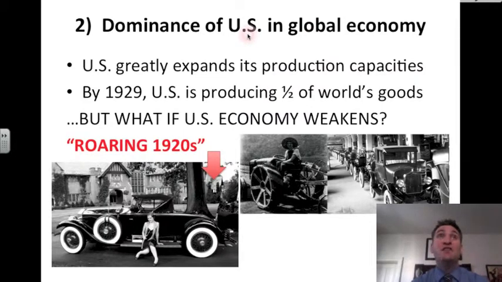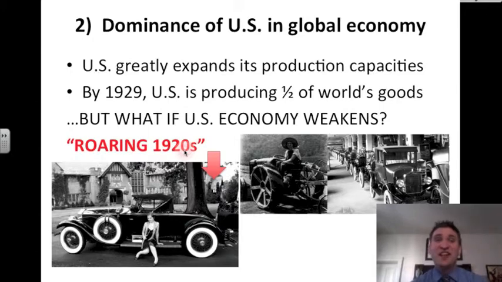2, the dominance of U.S. in the global economy leads to a worldwide depression. Why? Well, the U.S. greatly expands its production capacities after World War I. By 1929, the U.S. is producing half of the world's goods. That sounds like a great thing. But what if the U.S. economy weakens and fails? The world is so reliant on us that the rest of the world might follow if we fall.